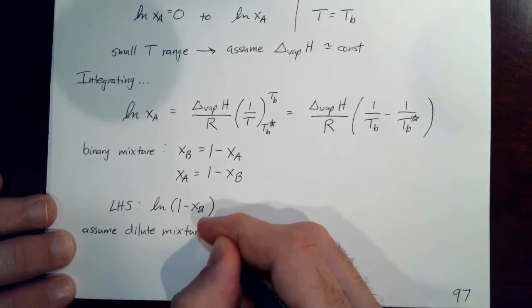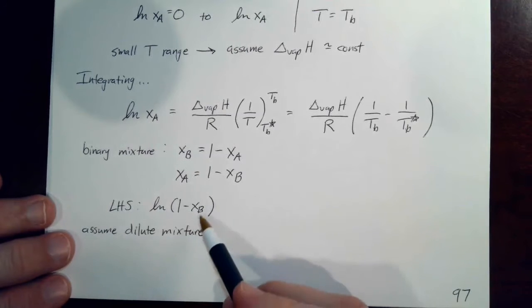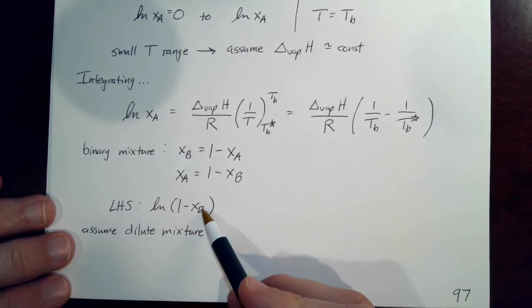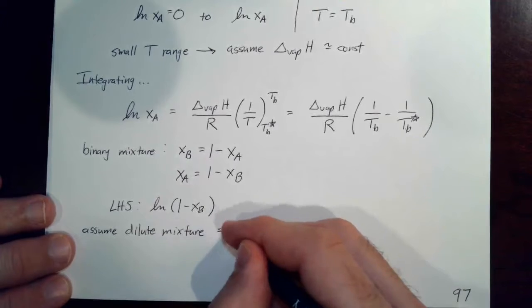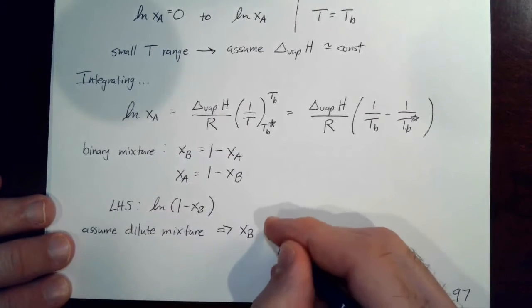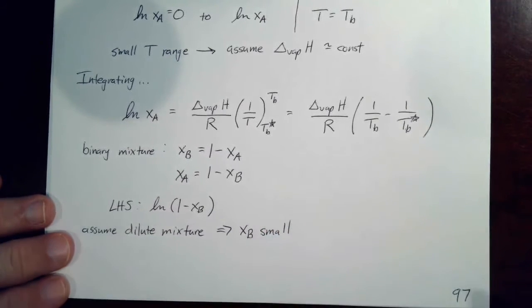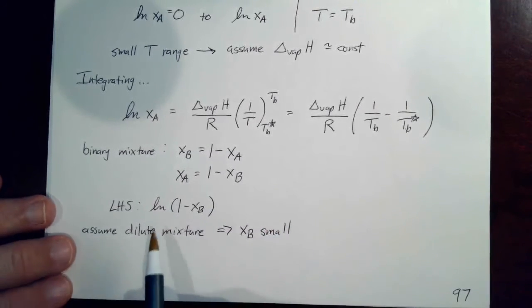So if it's a dilute mixture, what does that mean about xb? Remember, B is the solute. So if it's dilute, there's very little solute. So that means that xb is small. And we've done this before.